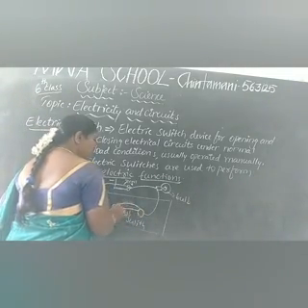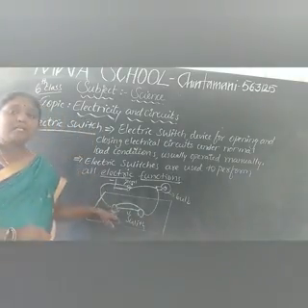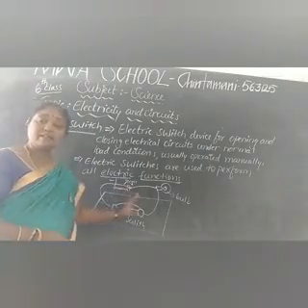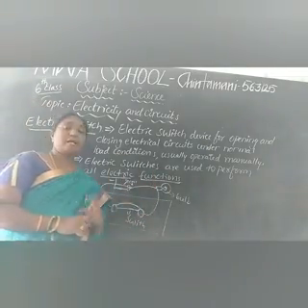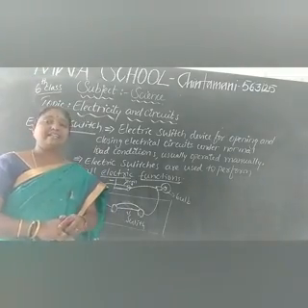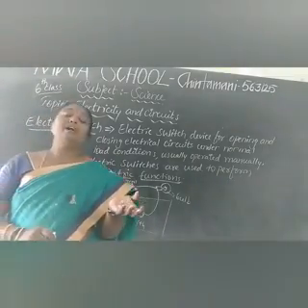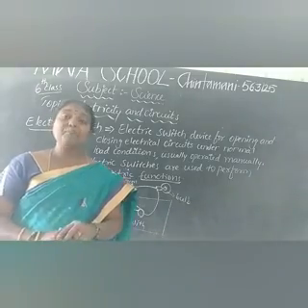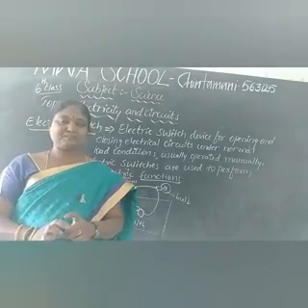If I join this pin, what happens? The two terminals are connected. Then the electricity will flow through that and the bulb will be glowing. So this is the work done by the electric switch, on as well as off. Both works are done by the electric switch.